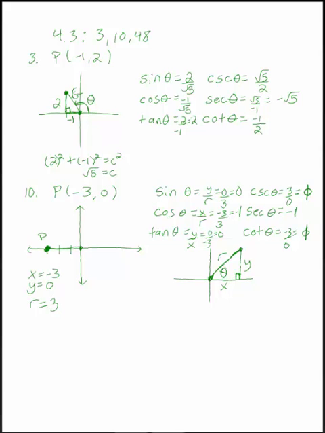Now, I was not asked for this, but just by looking at the picture, looking at point P, I actually know what theta is in this case. Not estimating, I know exactly what it is. If I come from standard position on the positive x-axis and go around to point P, that's 180 degrees. So I know theta in this case is 180 degrees, or pi radians.